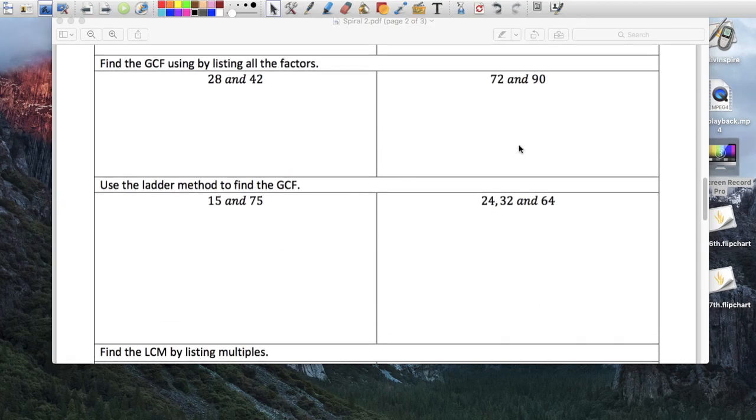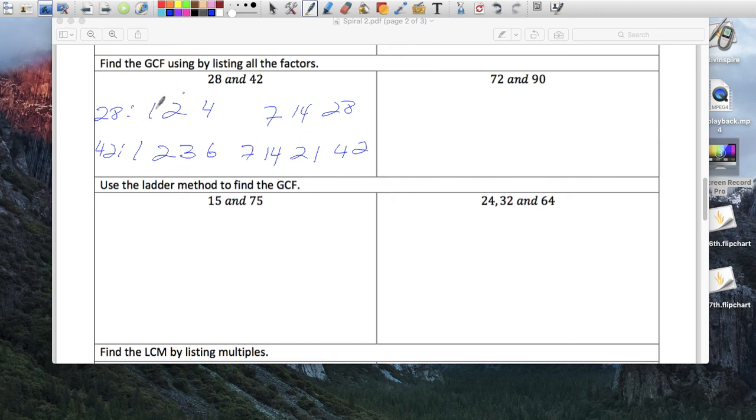Find the GCF by listing all the factors. 28 and 42. So let's look at the factors. 1 and 28. 2 is a yes, 14. 3 is a no. 4, yes. 4 and 7. 5, 6, and 7. So good. 1 and 42. 2 and 21. 3 will work. 3 and 14. 5, no. 6, yes, because they were for 2 and 3. So 6 and 7. And that's it.